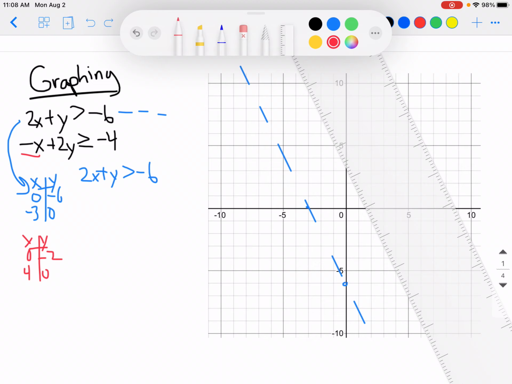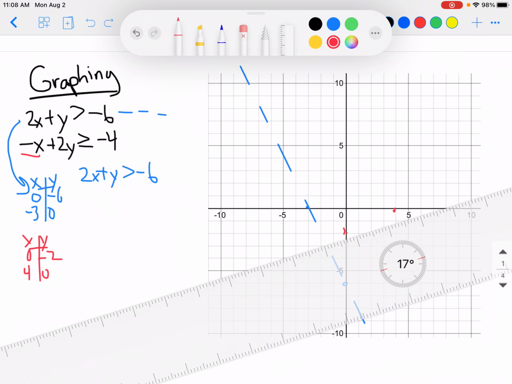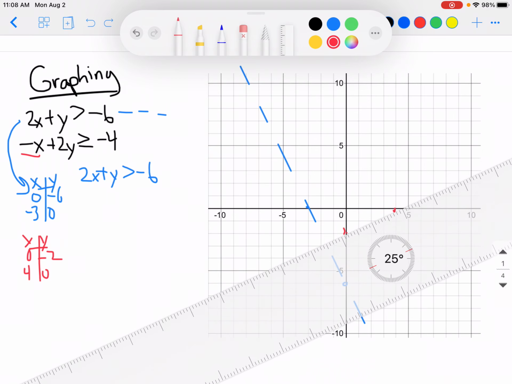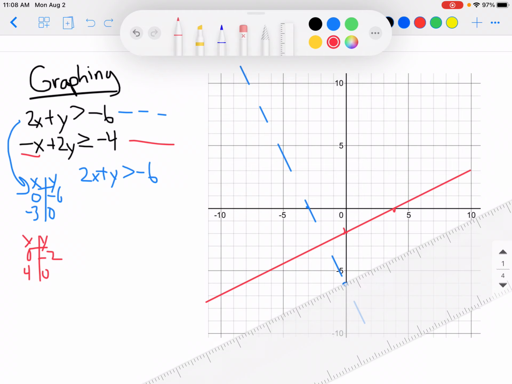So again, I have 2 points I can work with. So 0, negative 2 would be right there. And 4, 0 is right there. Use my ruler, line them up. Now the difference here this time is that I'm making a solid line because it's greater than or equal to. So solid line, boom.